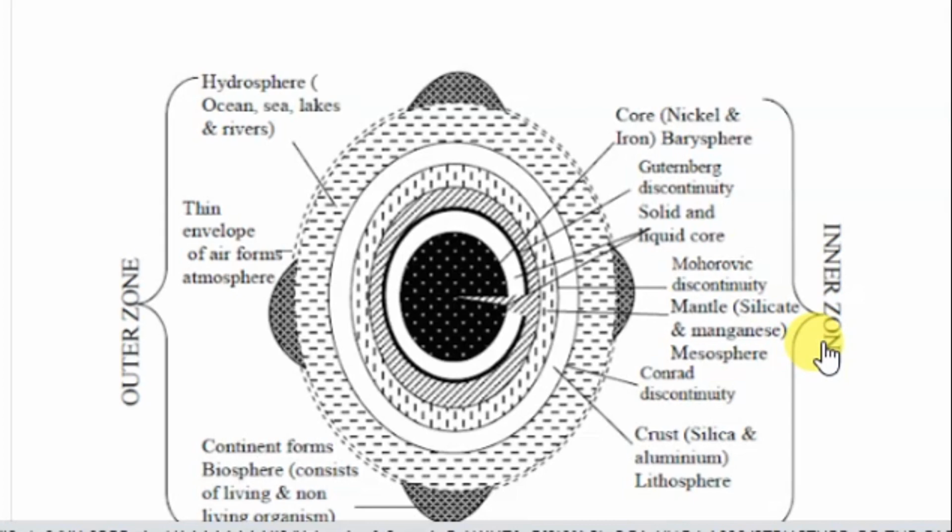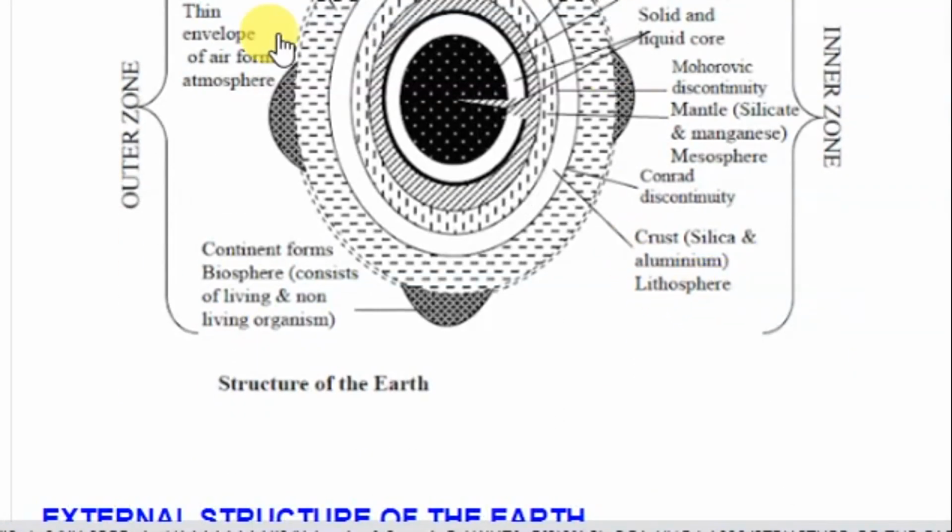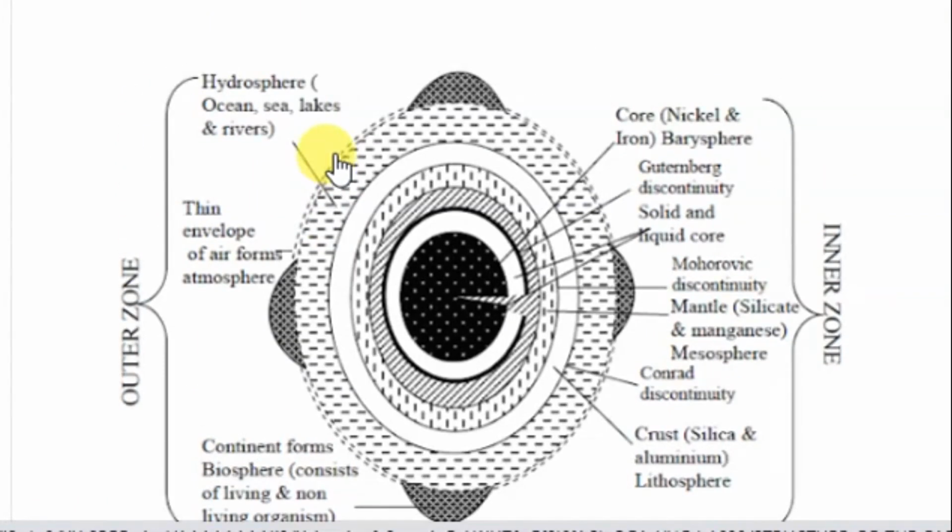So in this diagram, as you can see, here we have the crust. And from the crust, we have the mainland. This is the mainland, where continents form. Biosphere consists of living and non-living organisms. And then here we have water, the hydrosphere, the part of the earth which consists of water. Biosphere consists of living organisms, but hydrosphere consists of water.